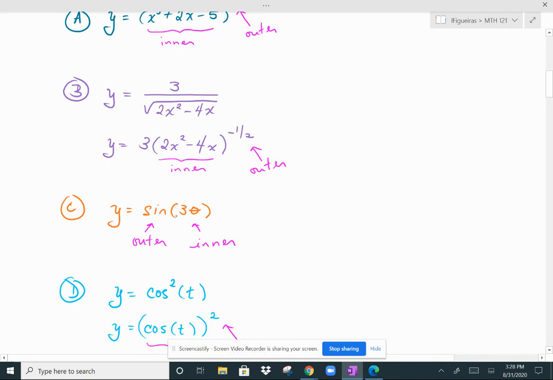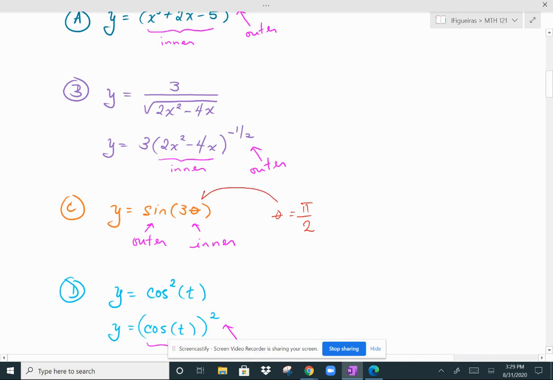Now let's talk about a trig function. Here I have y is sine of 3 theta. Now in this case, your inner function is 3 theta, and your outer function is sine. So imagine if you had a value of theta. Let's say, suppose you let theta equal pi over 2. So what would you do if you knew that theta is pi over 2?